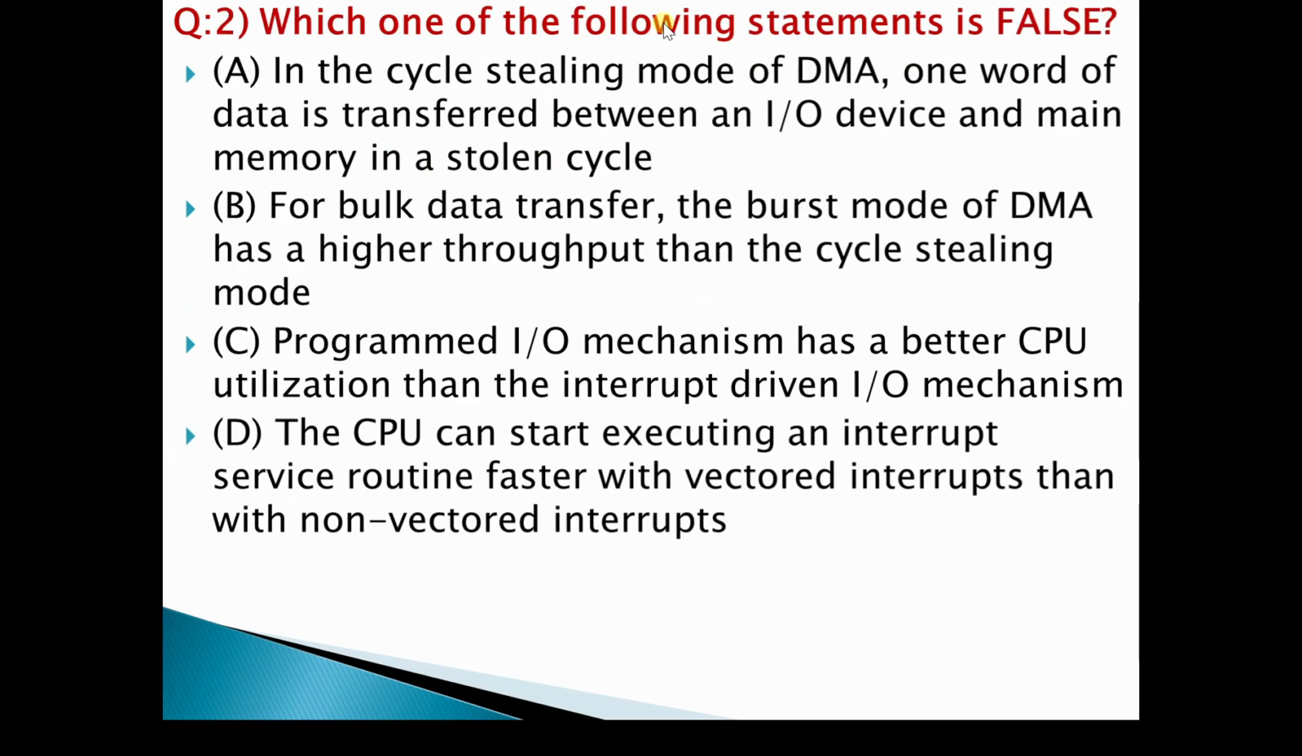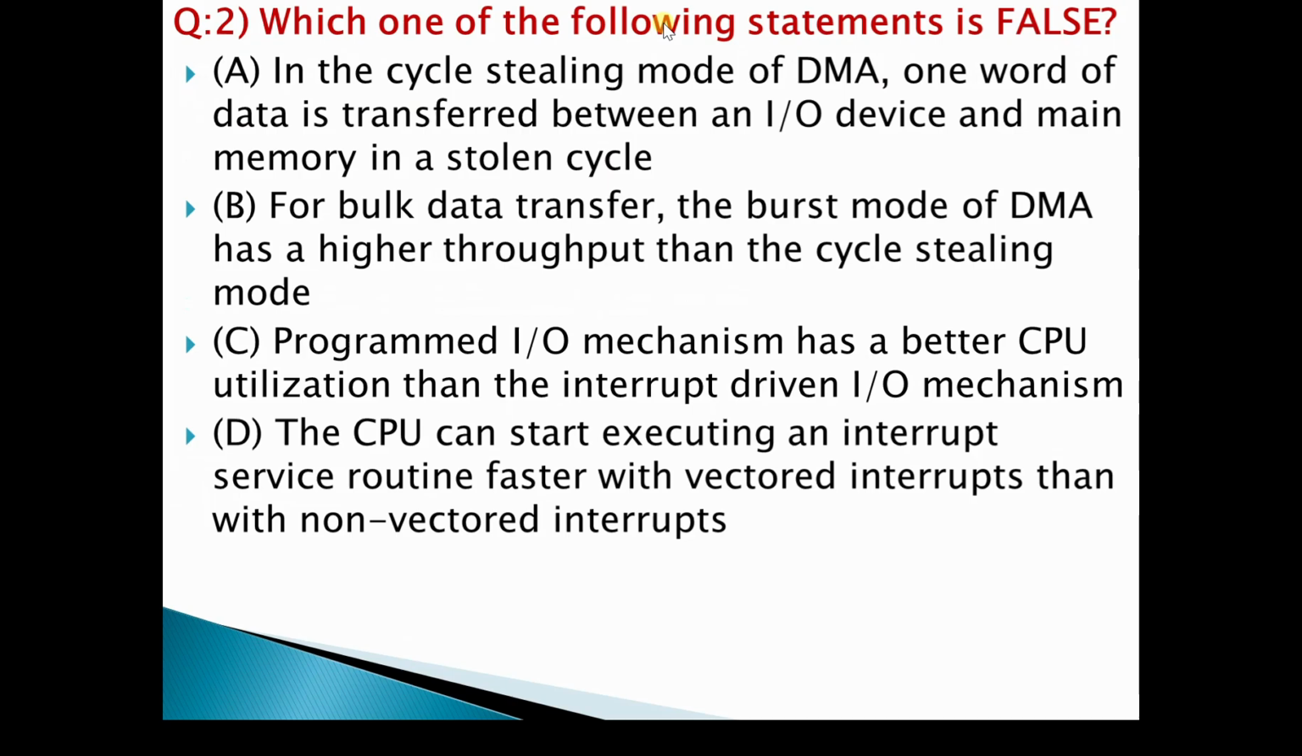Which one of the following statements is false? In the given 4 statements, one is a false statement. We have to find which one it is. The first statement: in the cycle stealing mode of DMA, one word of data is transferred between an input-output device and main memory in a stolen cycle. Obviously, this is the definition, so this statement is true. Next statement: for a bulk data transfer, the burst mode of DMA has higher throughput than the cycle stealing mode. This statement is also true.